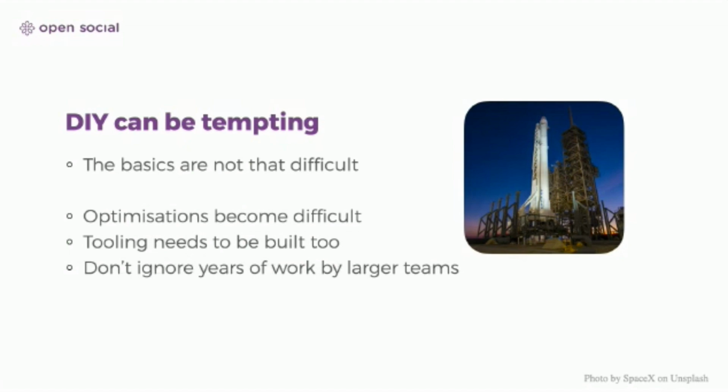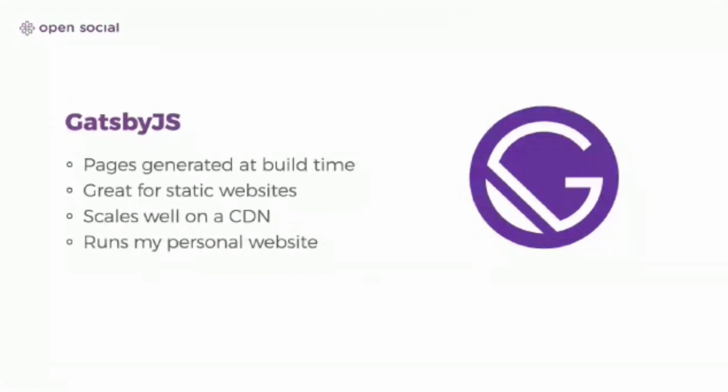One popular contender is to use Gatsby.js, which is great for static websites. I use it for my blog, and it scales well on a content delivery network. The issue for OpenSocial is that these pages are all generated at build time, and a lot of our content is generated by users while our application is running. So this means this is not really an option.